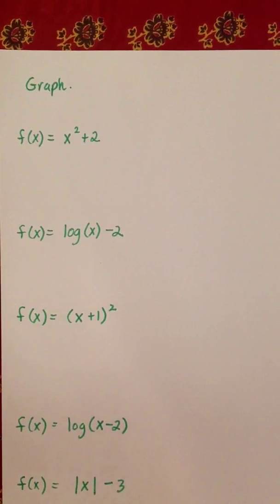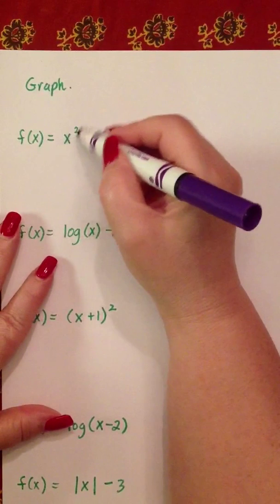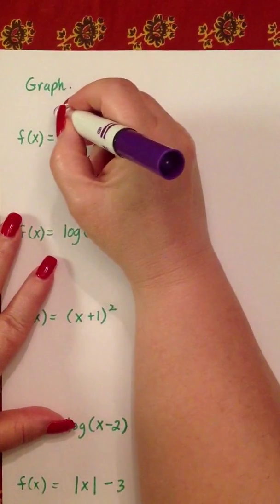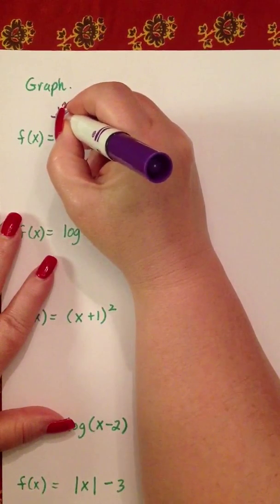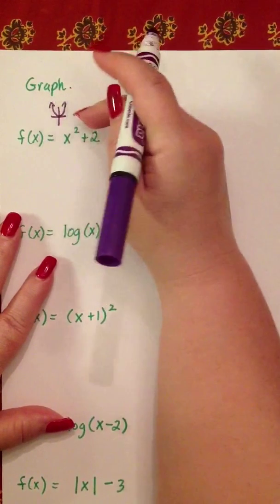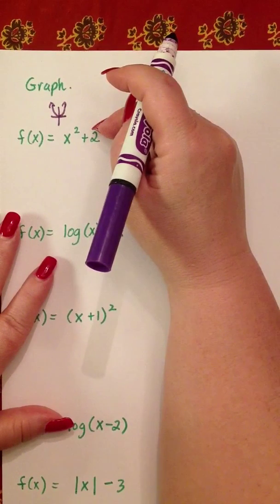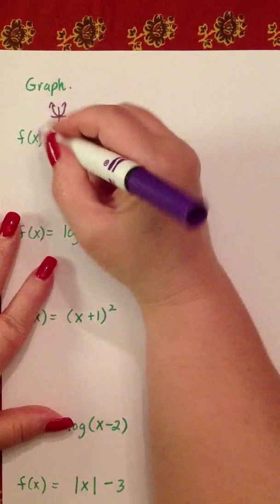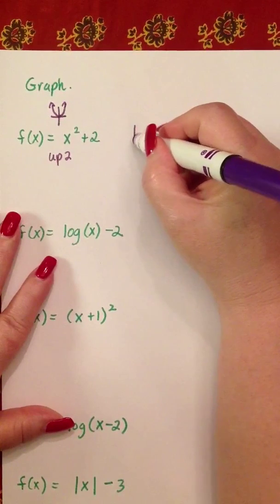Okay, we are asked to graph these functions, and all of these functions have changes. So first thing, the parent function here is y equal to x squared. So if it was just plain old x squared, it would look like this, right? This is the parent function. Except it's plus 2 here, and it's not in parentheses, which means it's a vertical shift, and I need to go up 2.